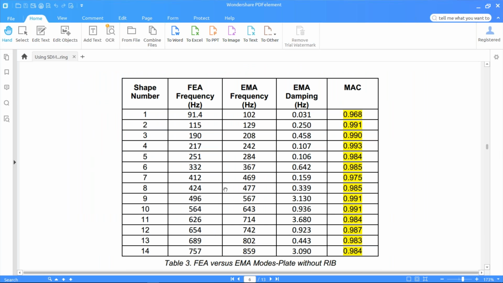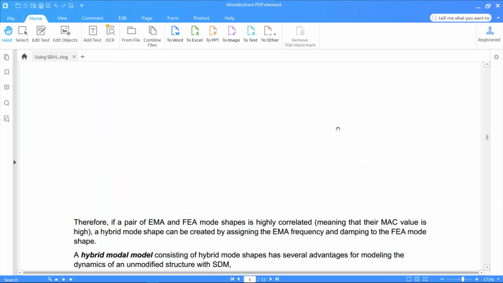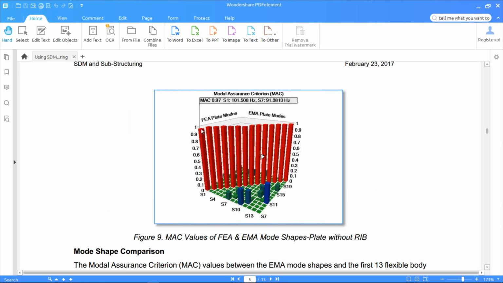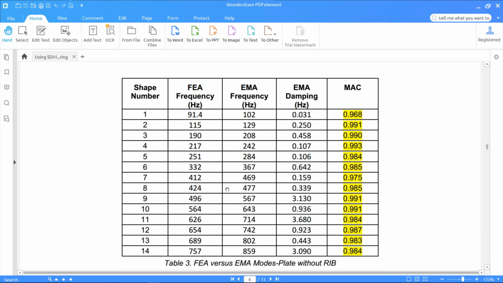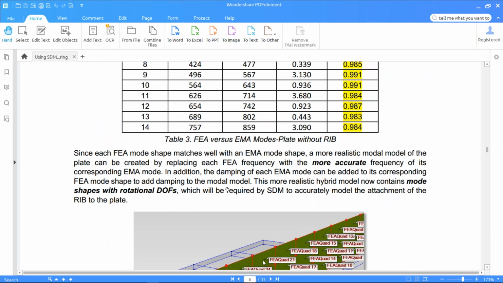Okay, so here's a comparison of our FEA and EMA frequencies, and of course we have EMA damping. We don't have any from the FEA model. And so this is just a numerical list of frequencies and MAC values. Well, we saw the MAC values in the MAC plot here. They're all matching up. These red bars are comparing an FEA mode to an EMA mode. You can see up here FEA mode shapes, EMA mode shapes. They're matching up very well. So this allows us to use the best data from both EMA and FEA to model this dynamics.